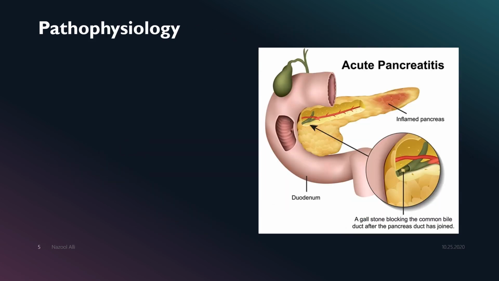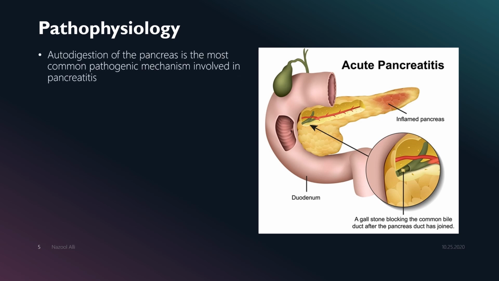So now looking at the pathophysiology of acute pancreatitis, one of the most common pathogenic mechanisms involved in pancreatitis is something called autodigestion. Self-eating, self-digesting of the pancreas. We're using the word self-digesting or autodigestion because it's the pancreas's own juices, with the particular enzymes released from the pancreas, that are actually triggering or precipitating the damage or the inflammation to the pancreas.